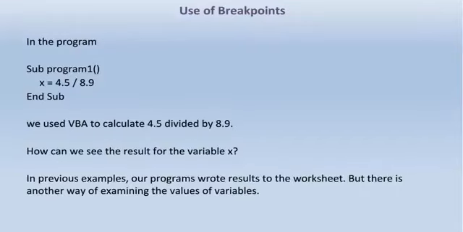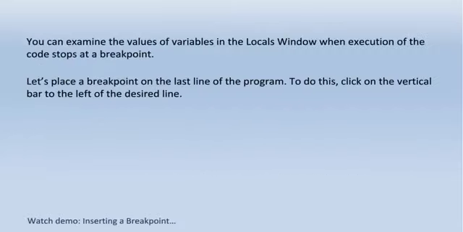Breakpoints in the Locals window. Use of breakpoints. In the program, program 1, x equals 4.5 divided by 8.9, and we used VBA to calculate 4.5 divided by 8.9. How can we see the result for the variable x? In previous examples, our programs wrote results to the worksheet. But there is another way of examining the values of variables. You can examine the values of variables in the Locals window when execution of the code stops at a breakpoint.